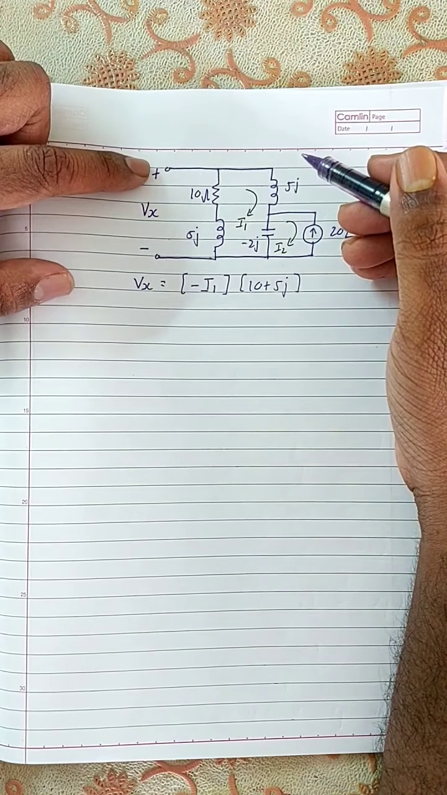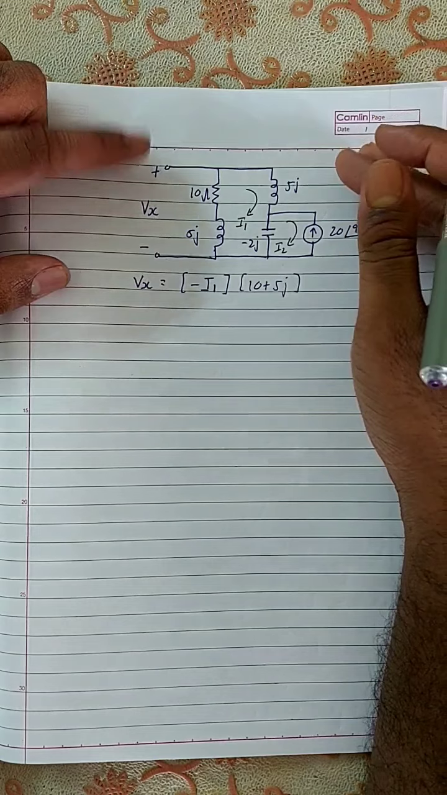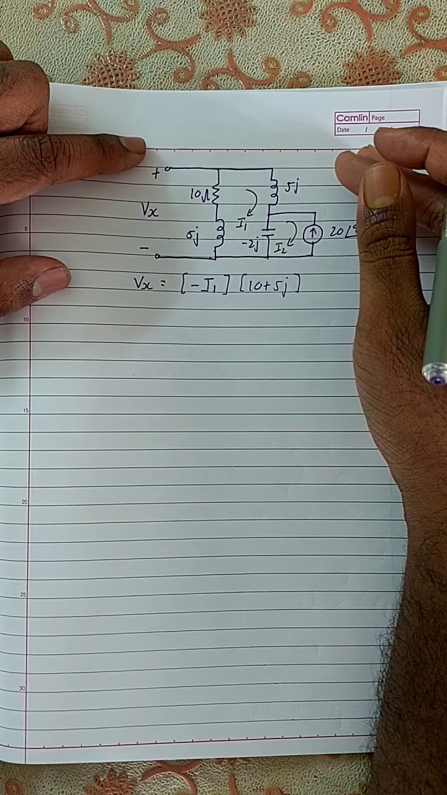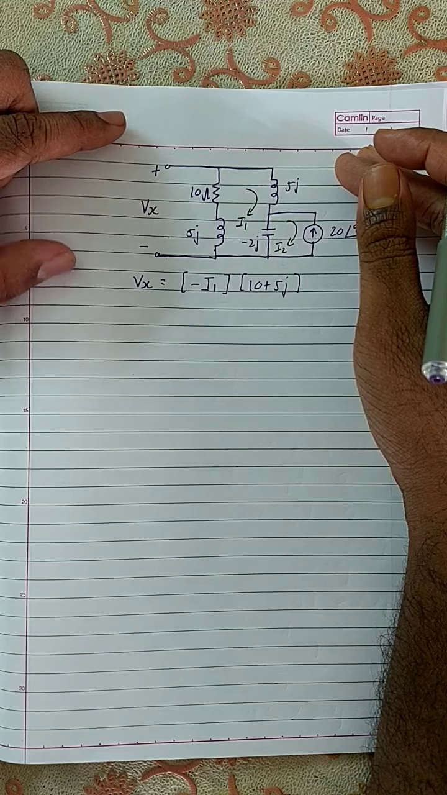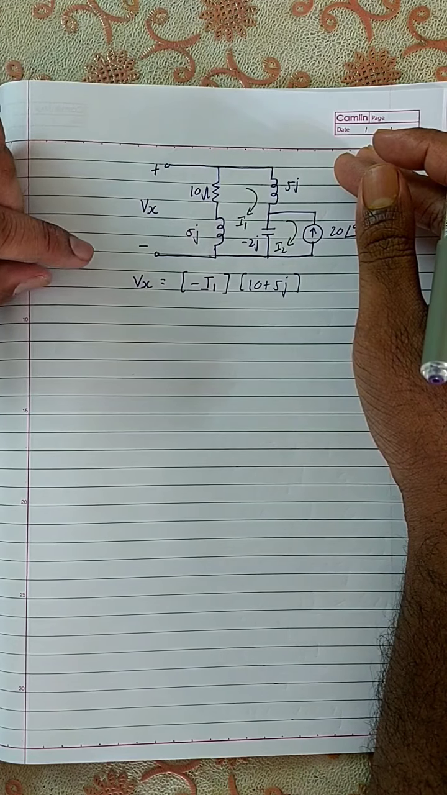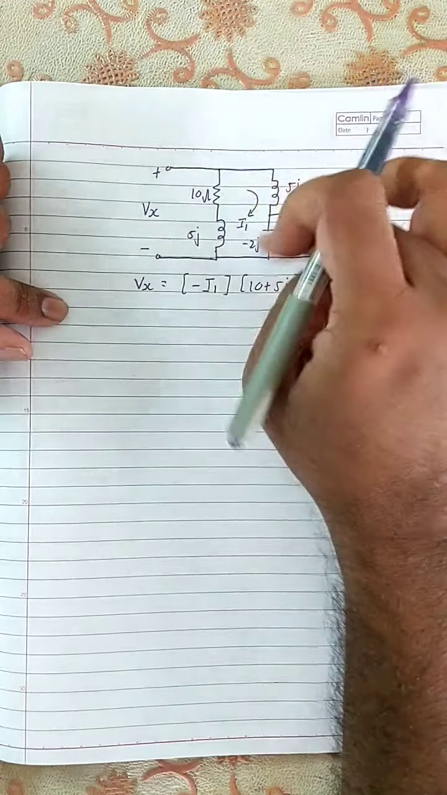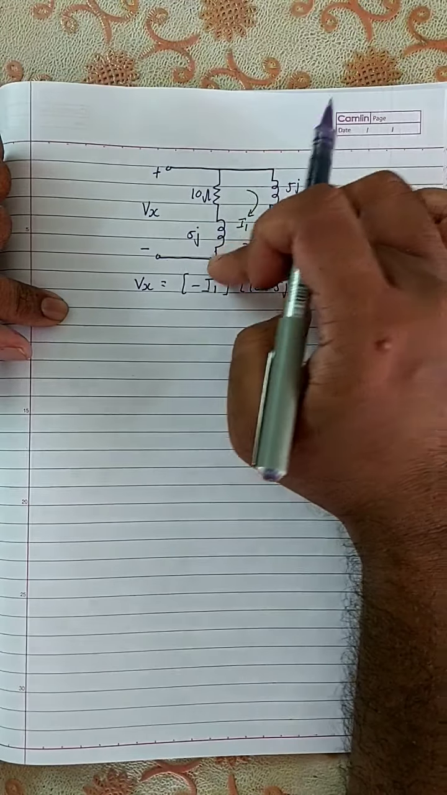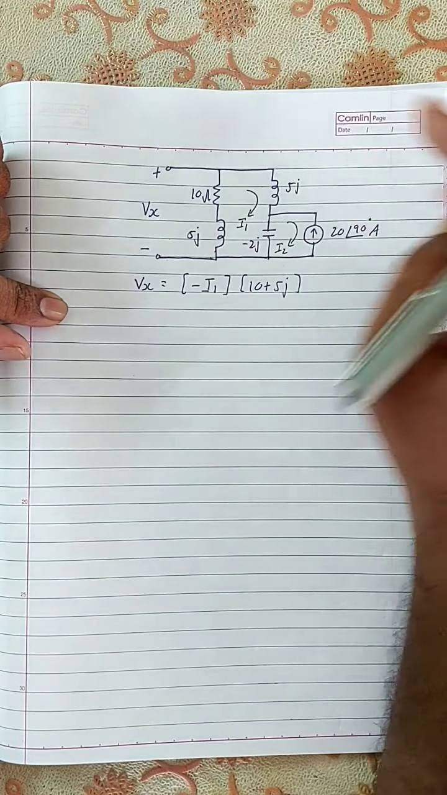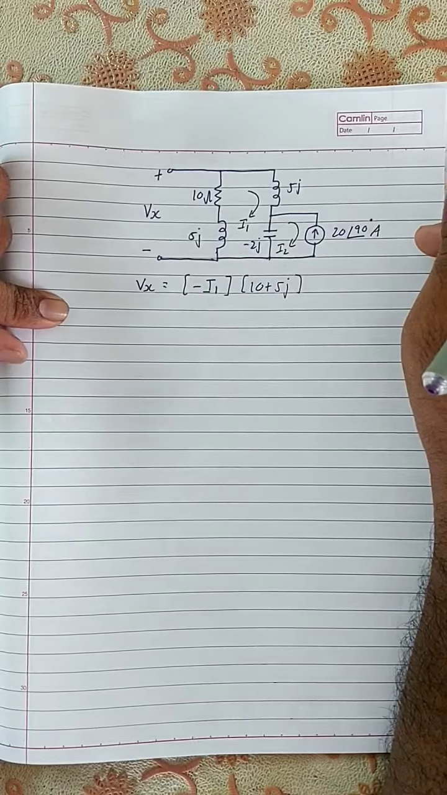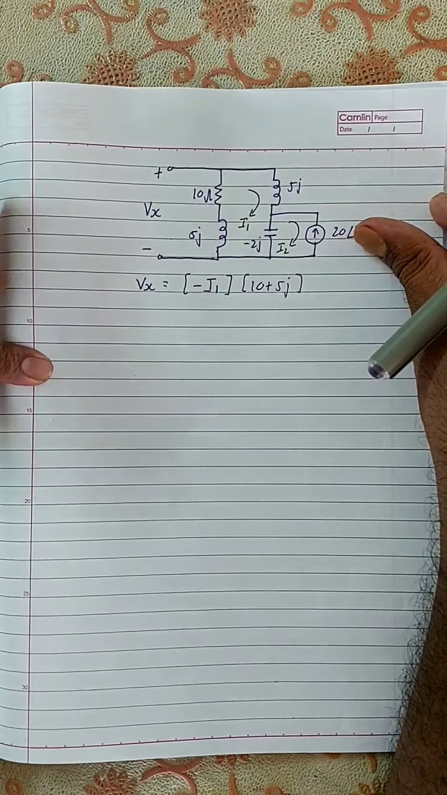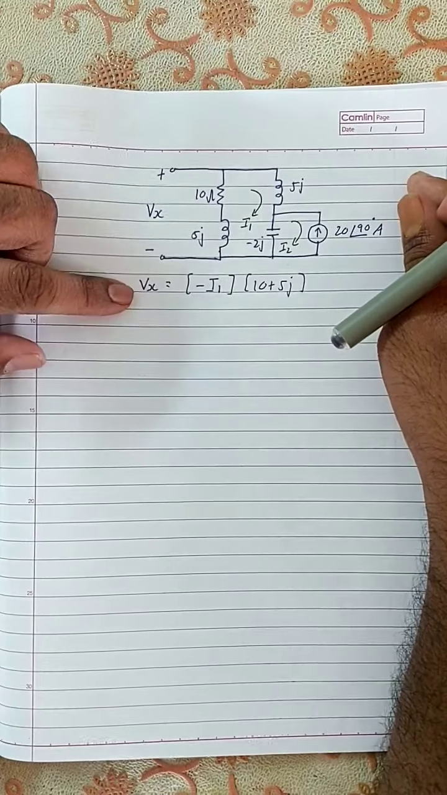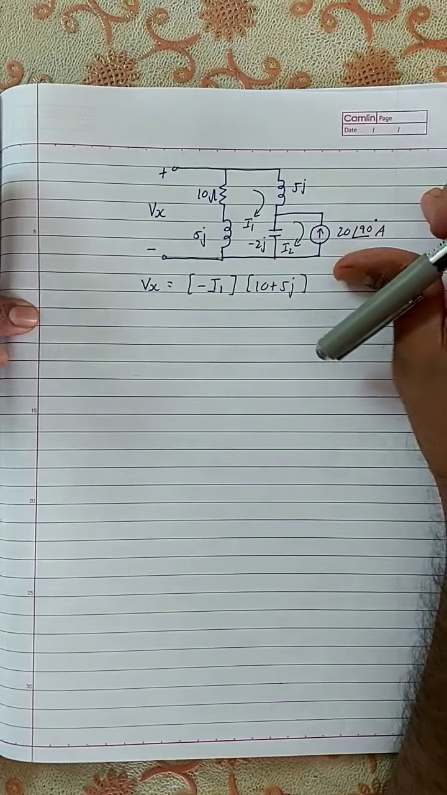So current is supposed to flow from a higher concentration, higher potential, because here the electrons are high, here the electrons are less. So current should be flowing from a higher potential to a lower potential. But here it is going the opposite, flowing from a lower potential to a higher potential. Therefore it must be 10 plus, so it is minus I1. So Vx is minus I1, which means to find the value of Vx, I simply need to find the value of I1.